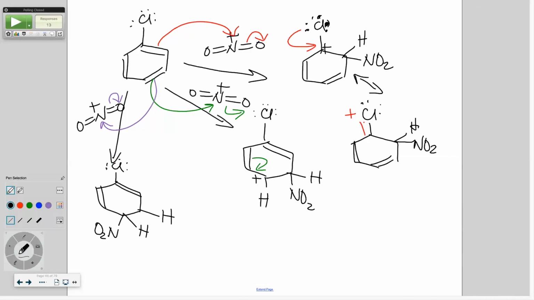Okay, so who's positive now? Which carbon? This one is. If you do resonance, look what's going to happen. Where's the plus going to end up? It's going to end up here, and then the chlorine is going to get to go to the party and donate its little lone pairs. So it would be like this.